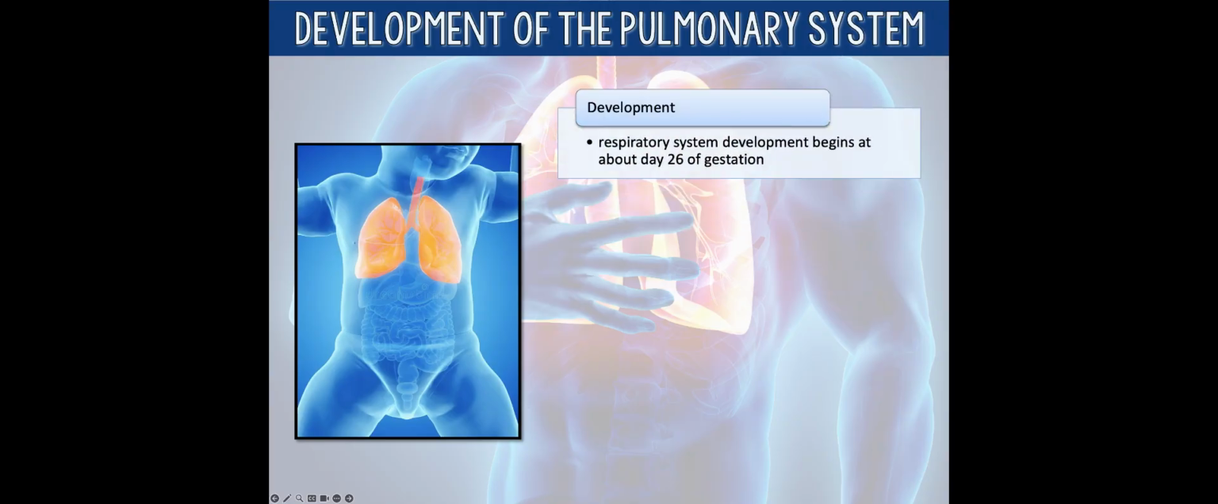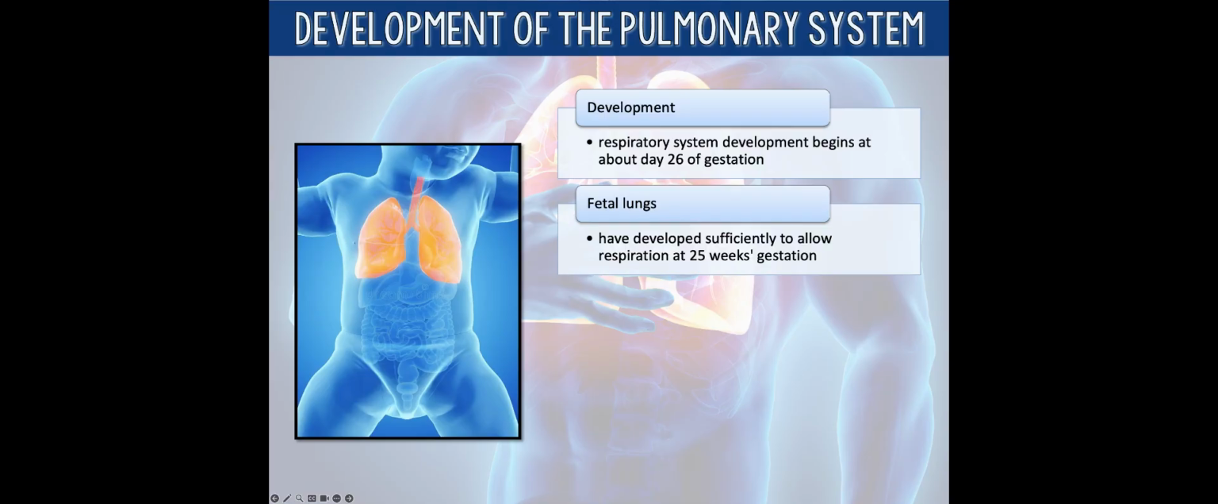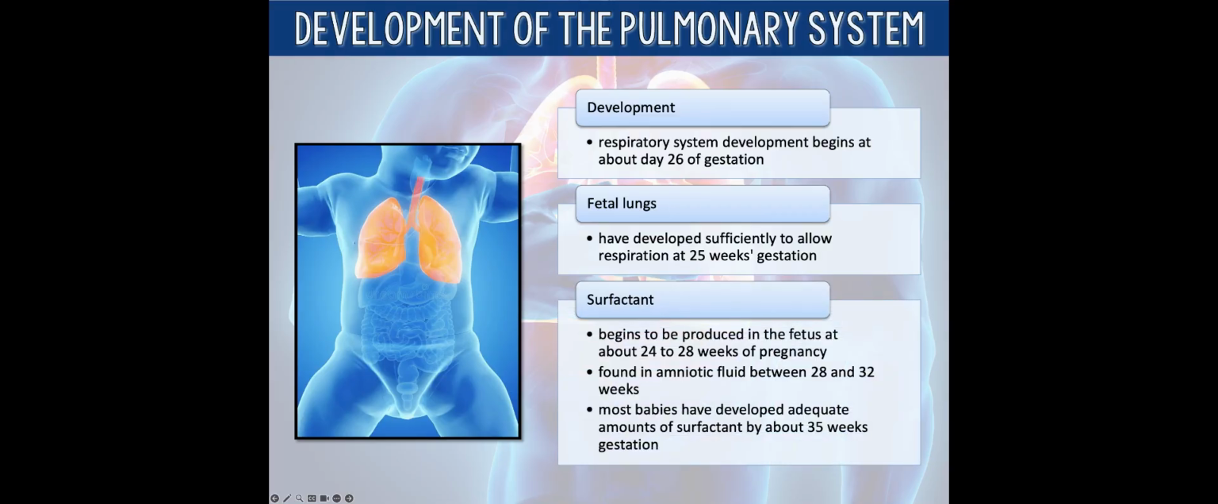So respiratory system development begins at around day 26, and our fetal lungs have developed sufficiently to allow for respirations around 25 weeks. Surfactant is made by the cells in the airways and consists of phospholipids and proteins. It begins to be produced in the fetus at about 24 to 28 weeks of pregnancy and is found in amniotic fluid between 28 and 32 weeks. By about 35 weeks, most babies have developed adequate amounts of surfactant. And as a review, surfactant is that substance to keep your alveoli open.